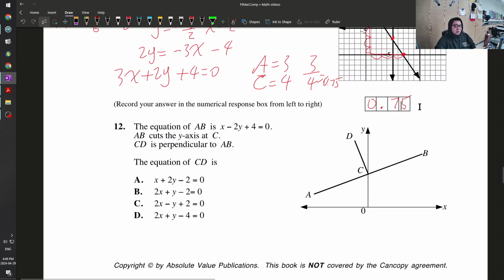AB cuts the x-axis, AB cuts the y-axis at C. CD is perpendicular to it. So what I want to find is the equation of CD.